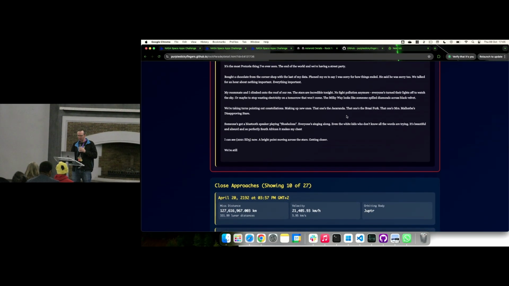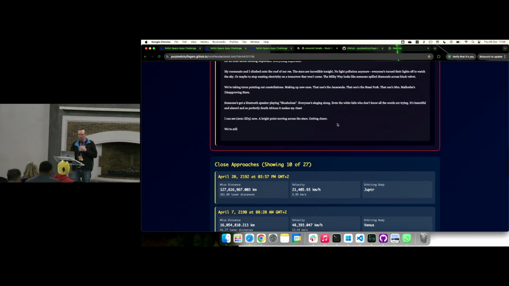We're taking turns pointing out constellations, making up new ones. That's the Jacaranda. That one's the Bryfork. That one's Mrs. Malherbe's disappointing stare. Someone's got a Bluetooth speaker playing Shosholoza. Everyone's singing along. Even the white kids who don't know all the words are trying. It's beautiful and absurd and so perfectly South African it makes my chest.